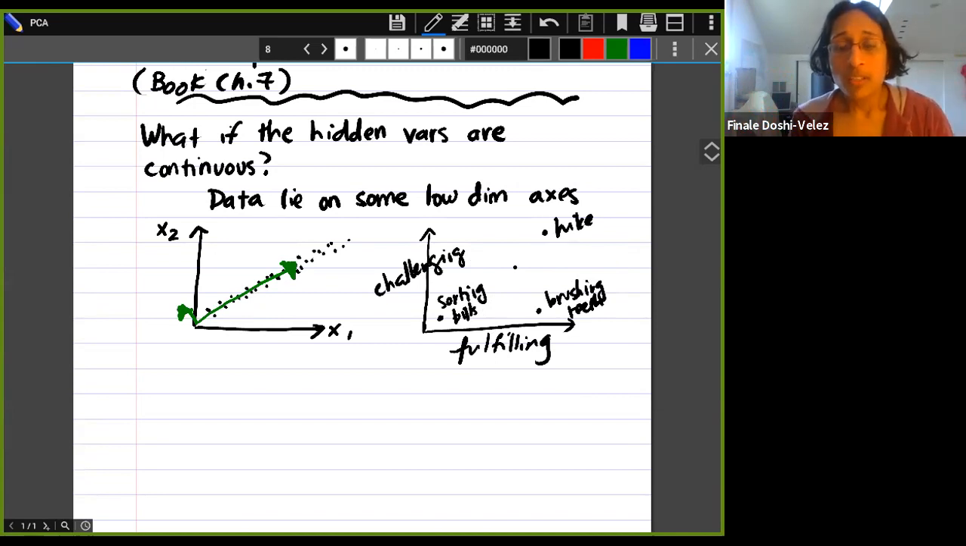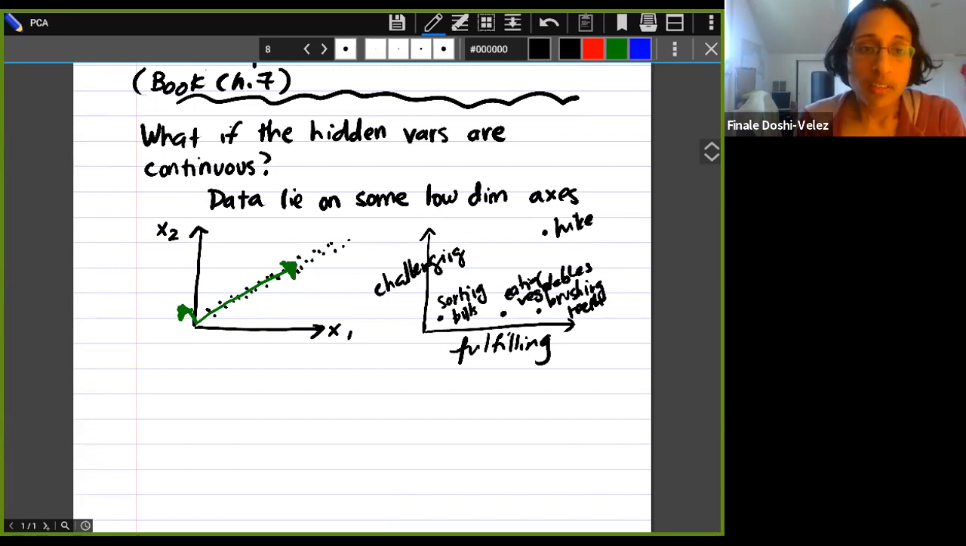But you might imagine that there might be clusters, right? That was the discrete idea, but maybe things lie along a spectrum. So somewhere in between sorting bills and brushing your teeth is eating your vegetables. I don't know. So you might think that things don't necessarily lie in clusters. That's the key point that you're trying to get across here.